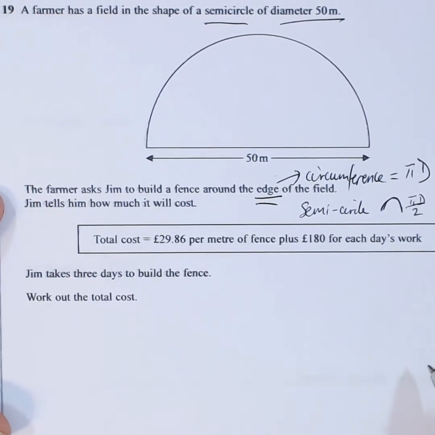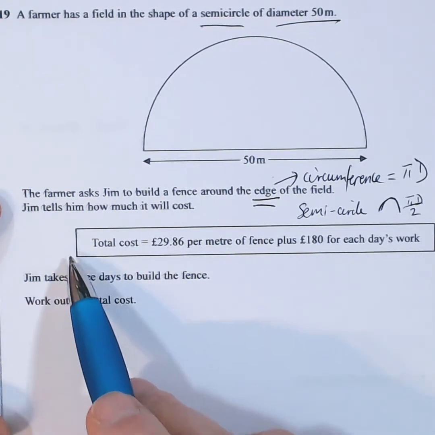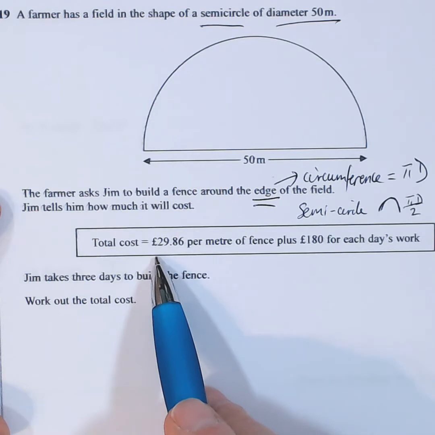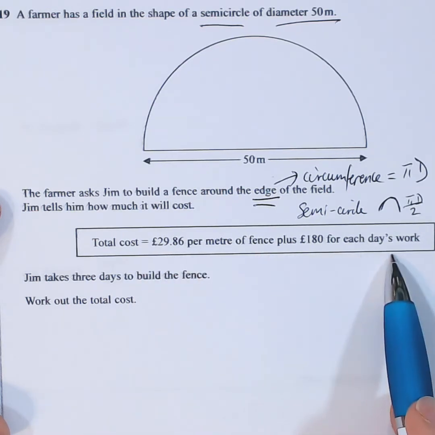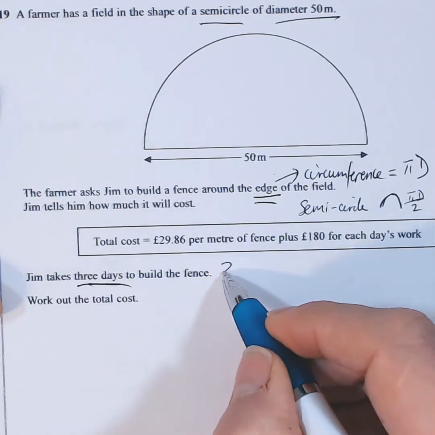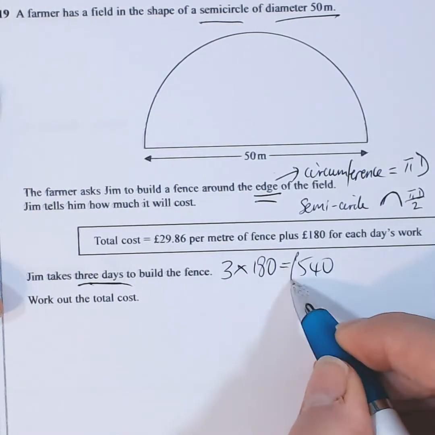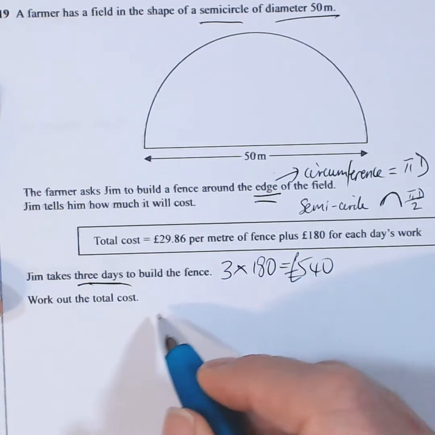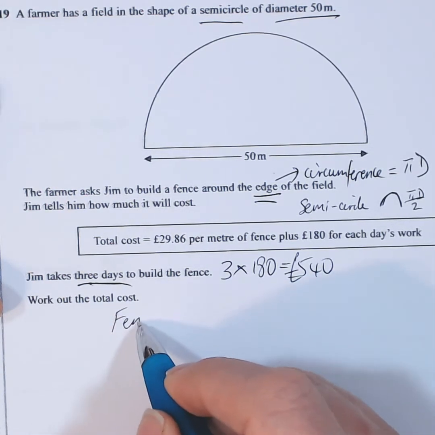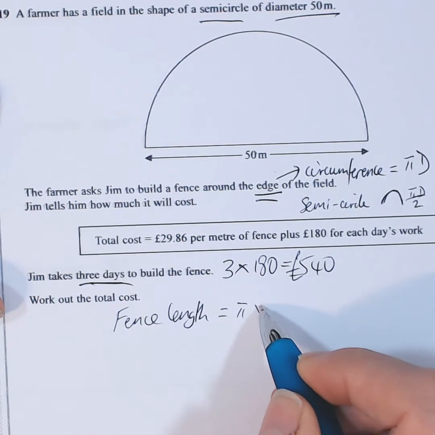Okay, so we know that is what the question is kind of talking about. So in other words, how much will it cost? So the total cost is 28 plus 180 for each day's work. Okay, takes 3 days. So for 3 days work we know it's going to be 3 times 180, so that's £540 so far.